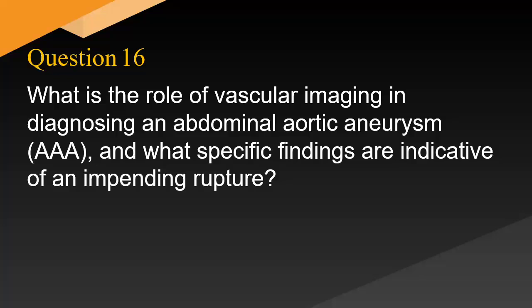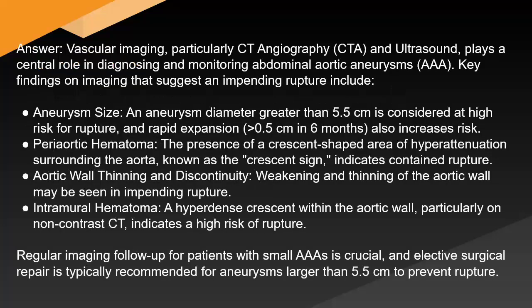What is the role of vascular imaging in diagnosing an abdominal aortic aneurysm, and what specific findings are indicative of an impending rupture? Answer: vascular imaging, particularly CT angiography, MRA, and ultrasound, plays a central role in diagnosing and monitoring abdominal aortic aneurysms. Key findings on imaging that suggest an impending rupture include aneurysm size. An aneurysm diameter greater than 5.5 centimeters is considered at high risk for rupture, and rapid expansion, 0.5 centimeters in 6 months, also increases risk.